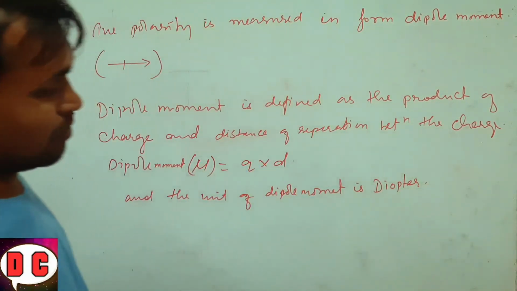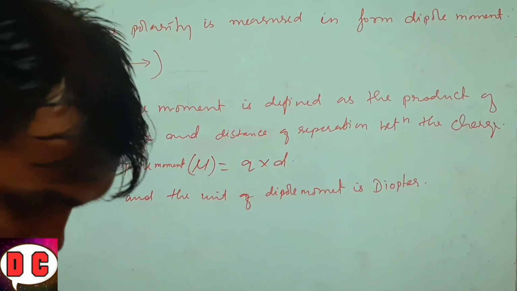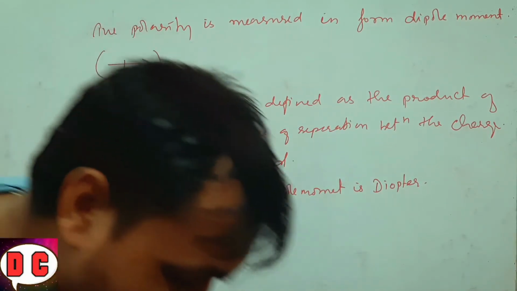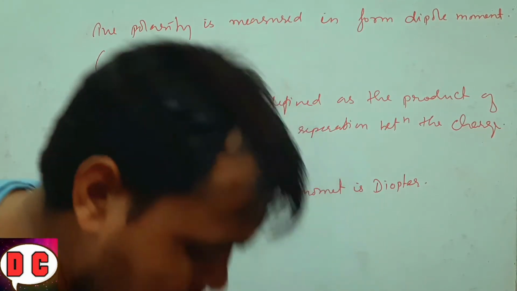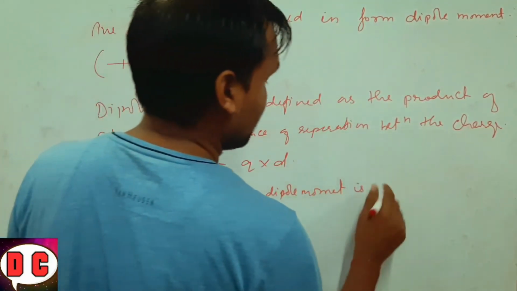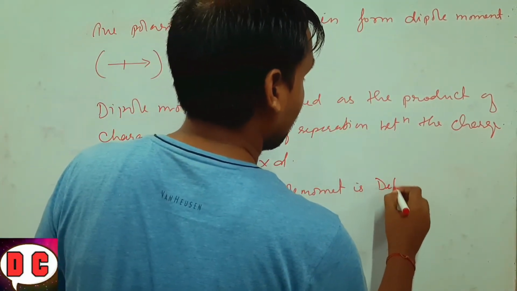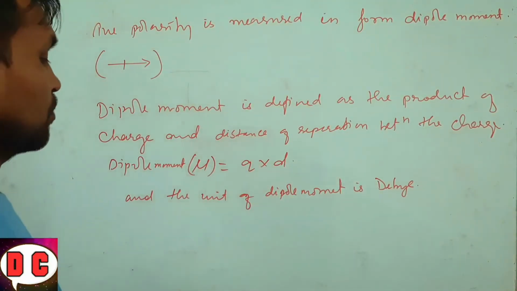Okay, the unit of dipole moment is the debye. We will be writing it as D. Okay, so this will be the unit of dipole moment.